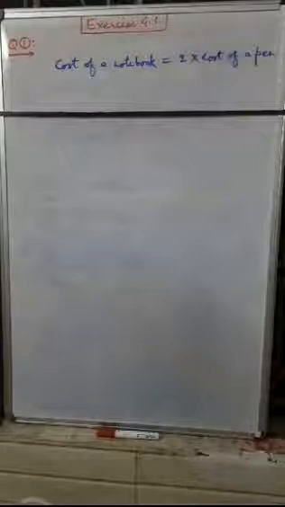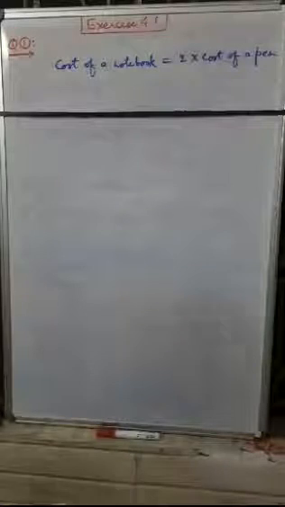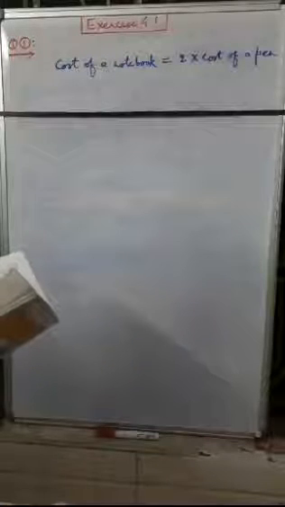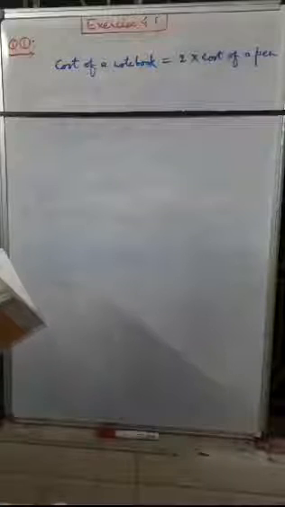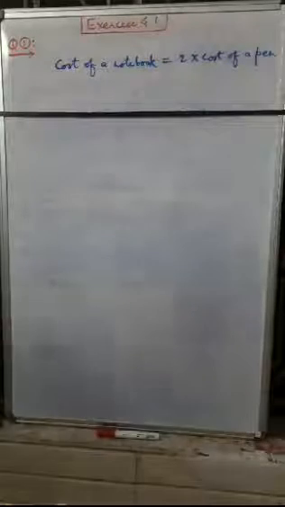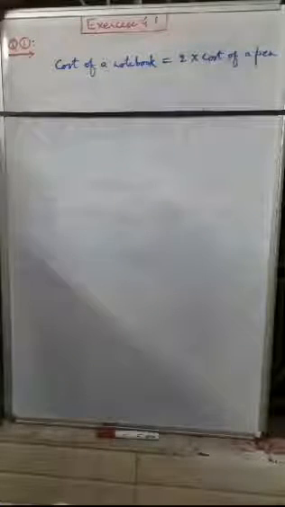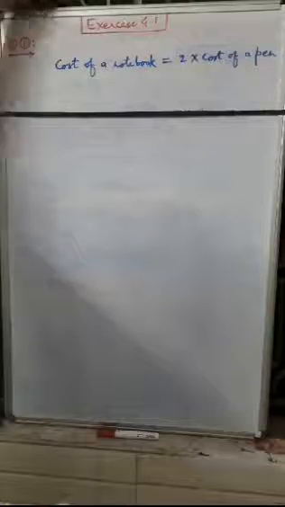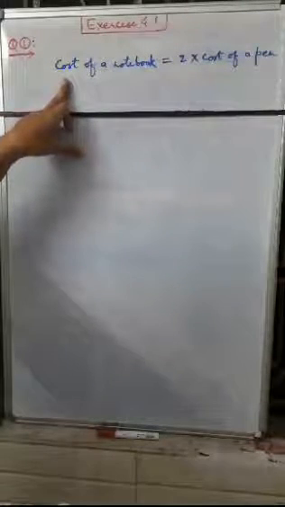Students, now we will solve exercise 4.1. Question number 1 is that the cost of a notebook is twice the cost of a pen. Write a linear equation in two variables to represent this statement. A hint has been given below the question. Take the cost of a notebook to be rupees x and that of a pen to be rupees y. It is given in the problem that the cost of a notebook is twice the cost of a pen. That means 2 into the cost of a pen is equal to the cost of a notebook.